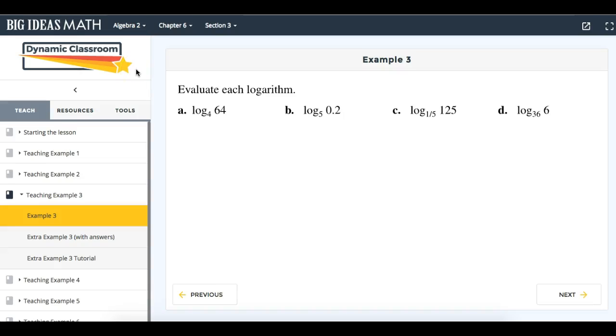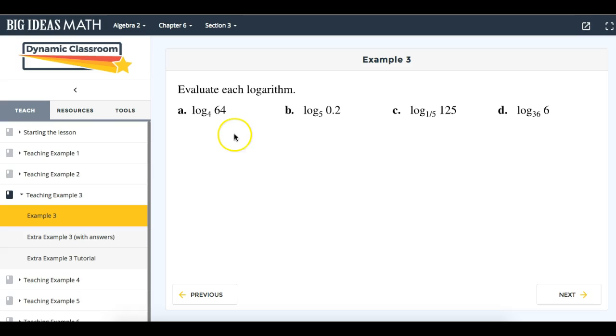All right, this next example that I want to do in section 3 is looking at evaluating each logarithm. So when you get a log expression, rather than just converting it into an exponential form, I want you guys to be able to evaluate this. So looking at each part of this log form and seeing what it's equal to.